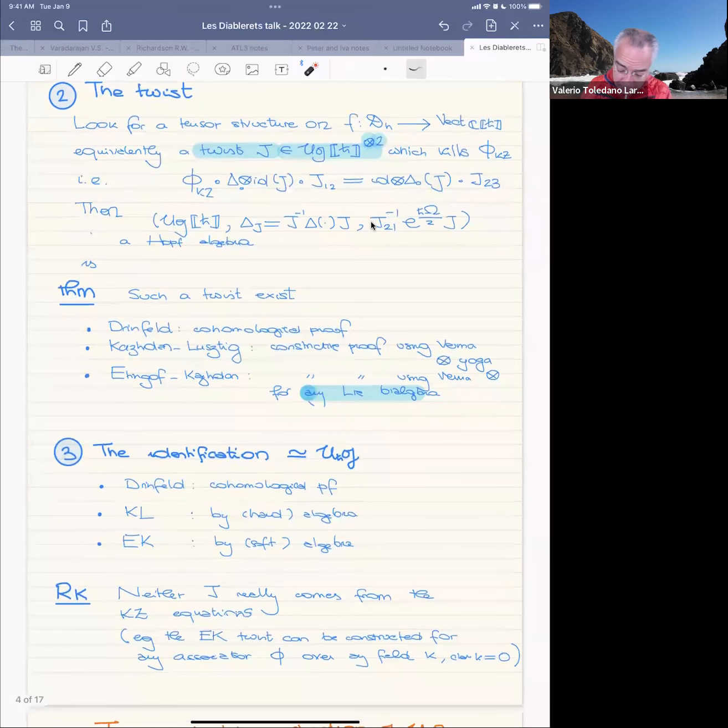Okay, so now this is the second of 3 steps. So we had a quasi-Hopf algebra. Now we have a Hopf algebra. Now we want to convince ourselves that we've gotten the quantum group we wanted in the first place. So how do you show that this is the quantum group that we wanted? So Drinfeld gives, again, a cohomological proof of this.